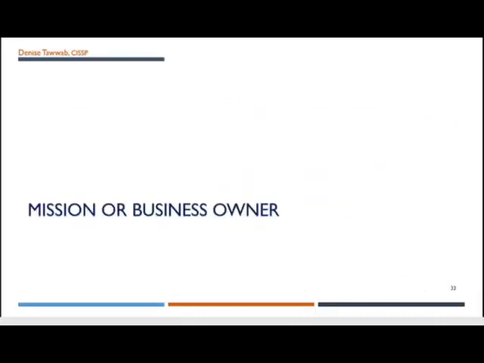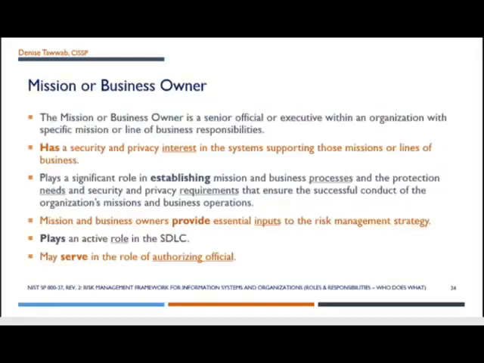Okay, next up, mission or business owner. The mission or business owner is a chief official or executive within an organization with specific mission or line of business responsibilities. They have security and privacy interests in the systems that support those missions or lines of business for which they're responsible. They play a significant role in establishing business processes and the protection needs and security and privacy requirements that ensure the successful conduct of the business operations.